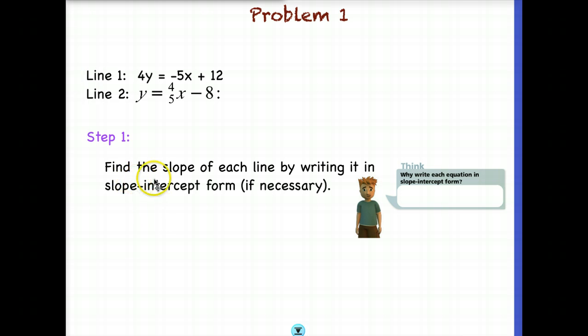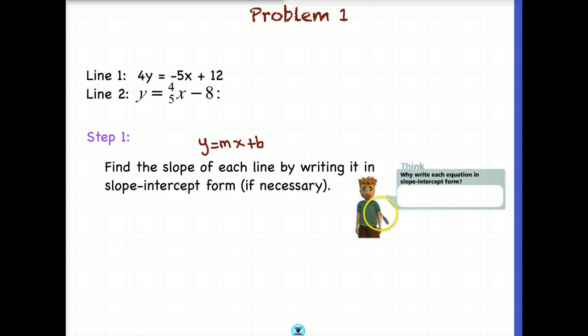Step 1. Find the slope of each line by writing it in slope-intercept form. And if you remember what slope-intercept form is, it is y equals mx plus b. Okay, so it looks like this. y equals mx plus b.